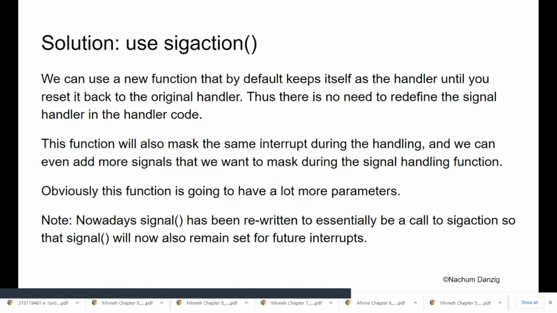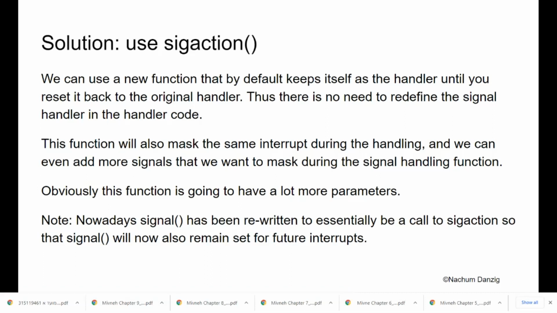So when we define our signal, we're not going to use signal at all. We're going to use Sig Action, and that will have a quality of being permanent, though I can unset it if I want. Thus, there is no need to redefine the signal handler in the handler code itself. This function will also mask the same interrupt during the handler. If another guy comes to the door when I'm at the door, he will be masked and ignored. And we can even add more signals that we want to mask during the signal handler. I could theoretically mask a whole lot of signals when I'm handling the signal, whatever I want to define.